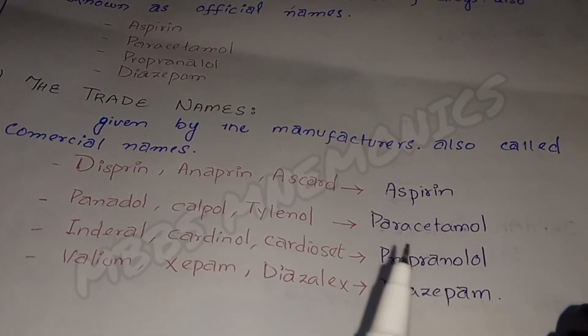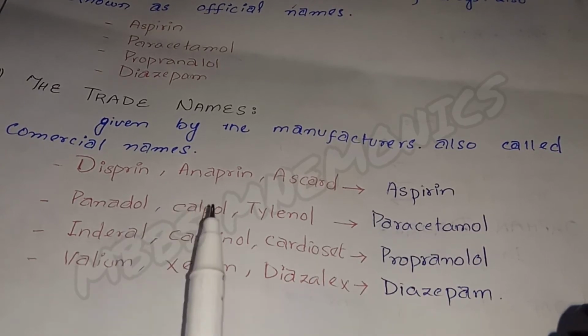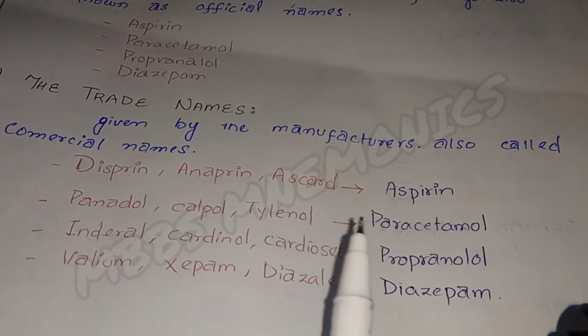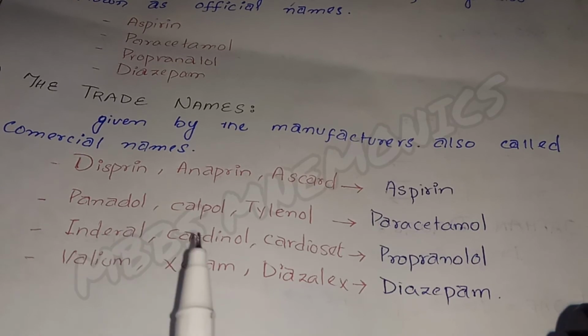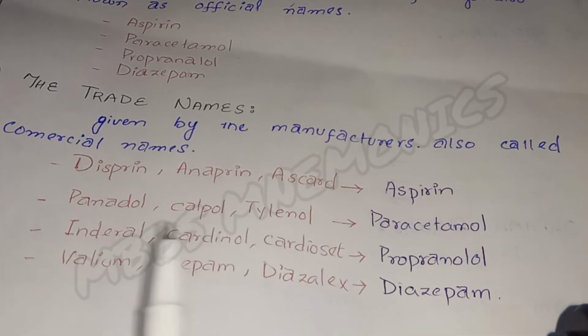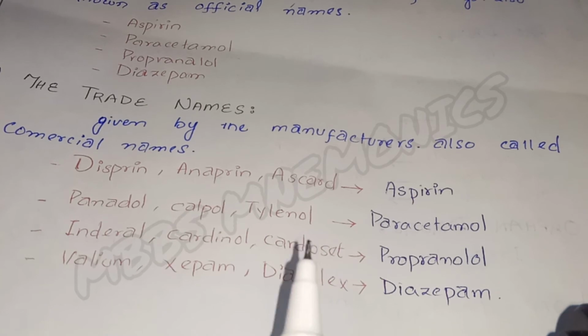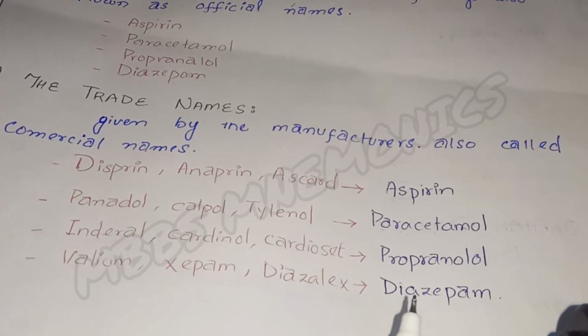Then we have the trade names of paracetamol. These are Panadol, Calpol, Tylenol. Then we have Introl, Cardinol, Cardiset. These are the trade names of propranolol. Valium, Zapam, Darzalex. These are the trade names of diazepam.